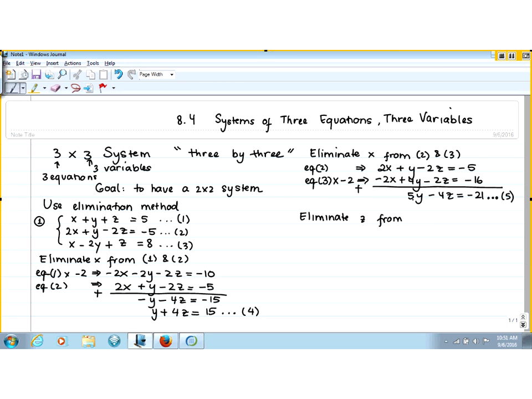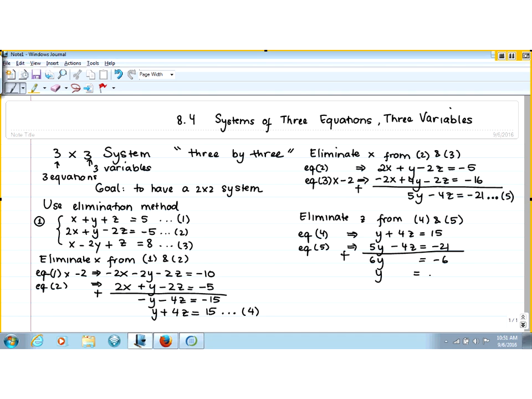Yeah. Or if you want to do y, that's fine too. It's just a little bit longer. But who says you cannot? You can. Okay, so basically we just copy both, right? Equation 4, we just copy. Equation 5, we just copy. Y plus 4z is equal to 15. 5y minus 4z is negative 21. Okay, then the z cancel. You have 6y is negative 6.